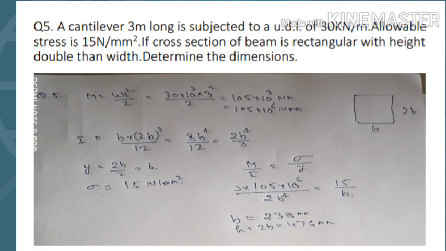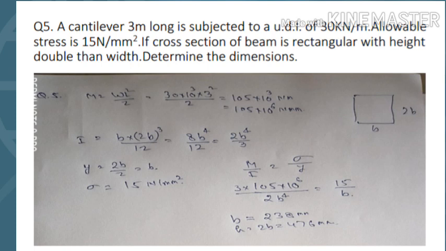The allowable stress sigma is given as 15 Newton per mm square. If the cross section of the beam is rectangular with height double the width, determine the dimensions of the beam. In this case it is given that the beam is of rectangular type and depth is twice the width. So like in the figure, if the width is b, then the height will be twice of b. So I will be b d cube by 12, that is b into (2b) whole cube by 12, that is 2b to the power 4 by 3, and y will be in this case 2b by 2, that is b.